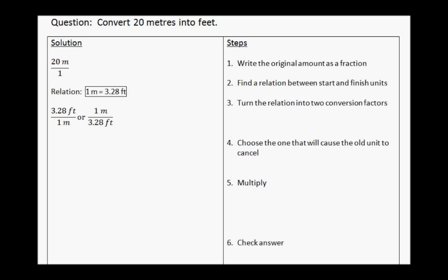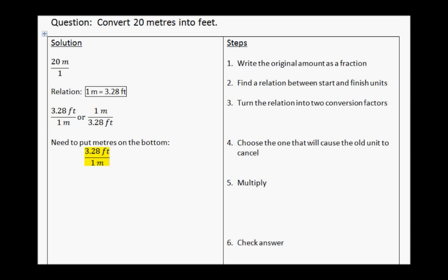This is where we look back to the original fraction we created in step 1. In this fraction, meters is on the top. So we need a conversion factor with meters on the bottom if we want meters to cancel. So the factor we need to choose has to be this first one with meters on the bottom. So we have to use 3.28 feet over 1 meter.